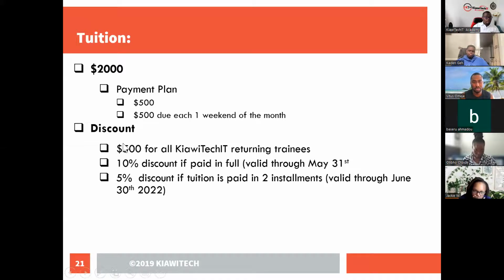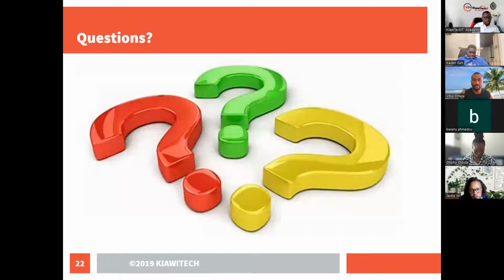We do have discounts for all KIAWITECH returning trainings, $500 off from this amount. If you decide to make this payment at once, you get a 10% discount. That's $200. If you decide to make it twice, you get 5%, which is $100 for this amount. So these are the various discounts that we have as far as this training is concerned.